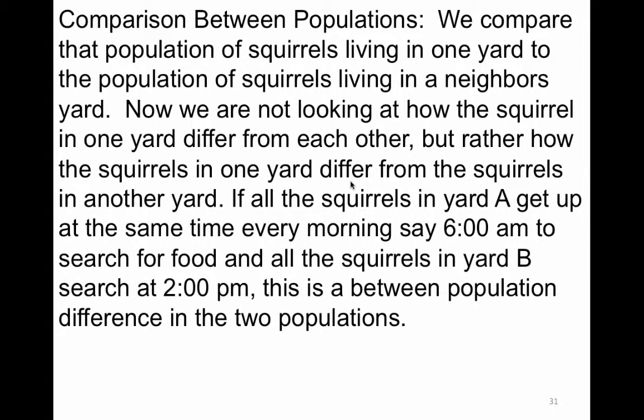Comparison between populations, we compare the population of squirrels living in one yard to the population of squirrels living in a neighbor's yard. Now we are not looking at how the squirrels in one yard differ from each other, but rather how the squirrels in one yard differ from the squirrels in another yard. If all the squirrels in yard A get up at the same time every morning, say 6 a.m., to search for food, and all the squirrels in yard B search at 2 p.m., this is a between population difference in the two populations.